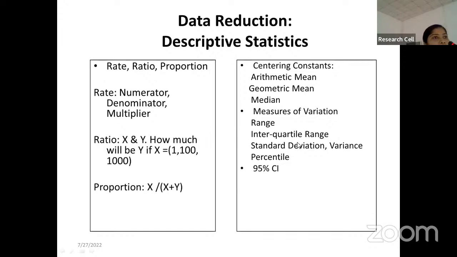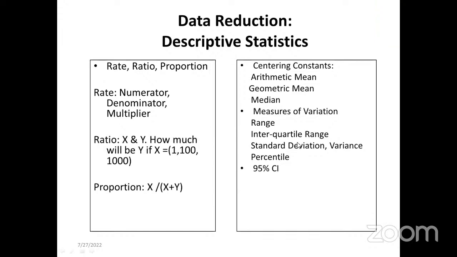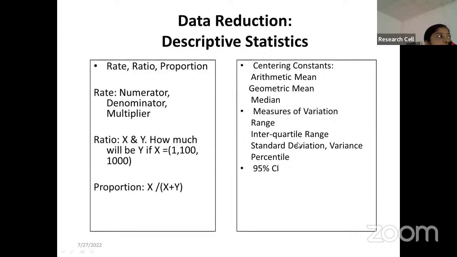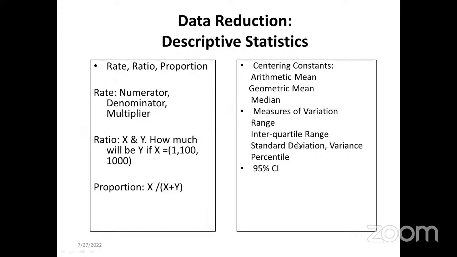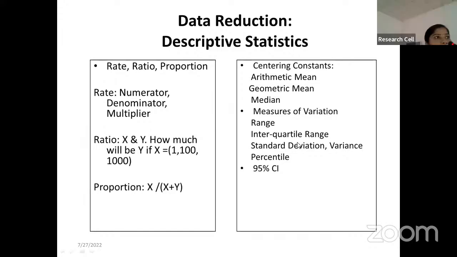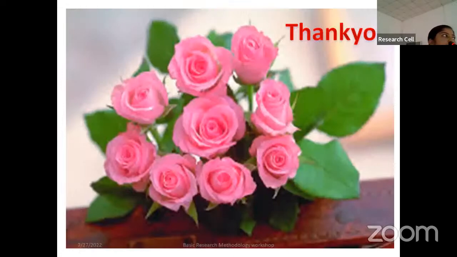So all the statistical workout can be done properly if your data is collected properly, if the variables are selected properly, if the scale of measurement is appropriate, okay, if the data is checked properly and grouped or tabulated. All this will be more easy and more meaningful. Okay. Thank you.